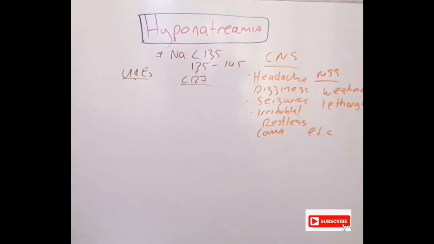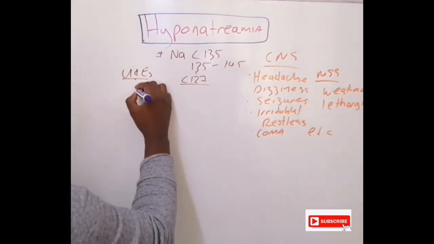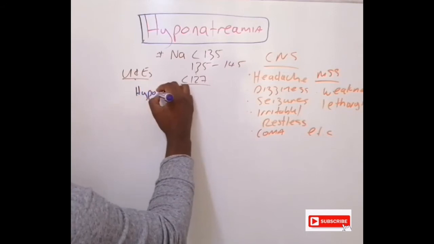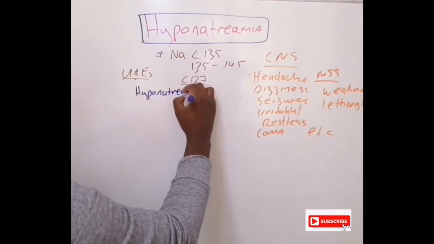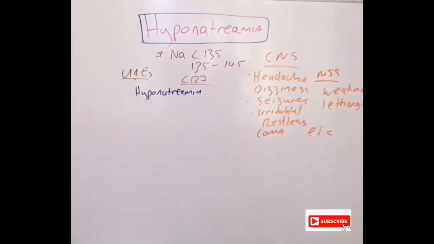Now, your approach to a patient who has got hyponatremia: you want to know the cause so that you can know what you need to treat. So you will have your hyponatremia. The next thing that you need to figure out is the osmolality. You can calculate it, and I'm going to show you how to calculate osmolality of the plasma. That calculation is going to classify the hyponatremia for you.